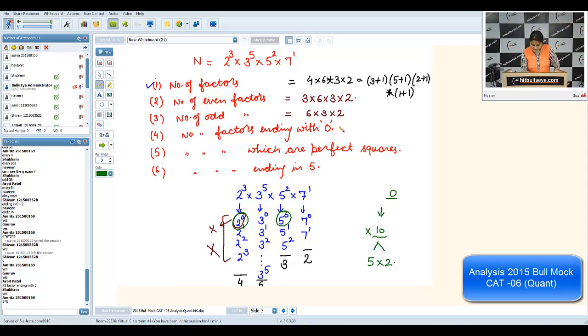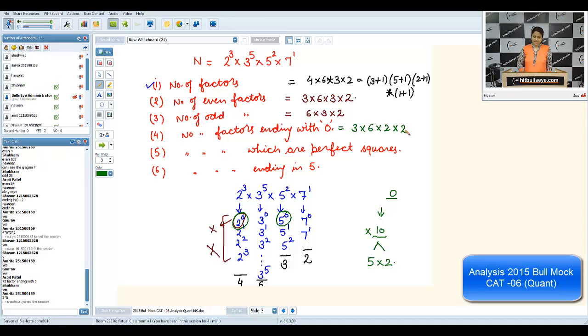Other things are allowed. So what is the answer in this case? It will be 3 into 6 into 2 into 2. We will leave 2 raised to power 0 and 5 raised to power 0, because in that case it will not be a multiple of 10. That's why this is the answer. Is it okay? Should I move further?